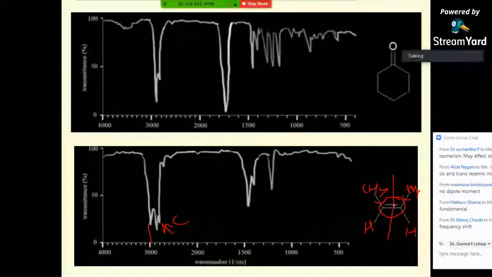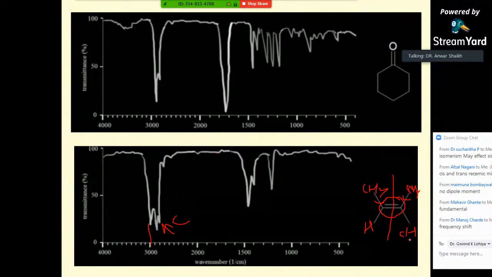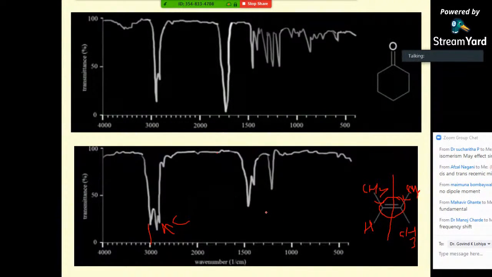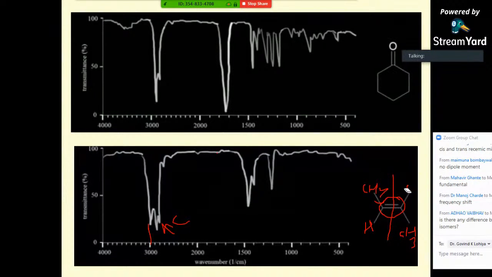But if you take the IR spectra of this trans butene, definitely there will be the peak. So that is the difference, that is the importance of the dipole moment you can also consider.